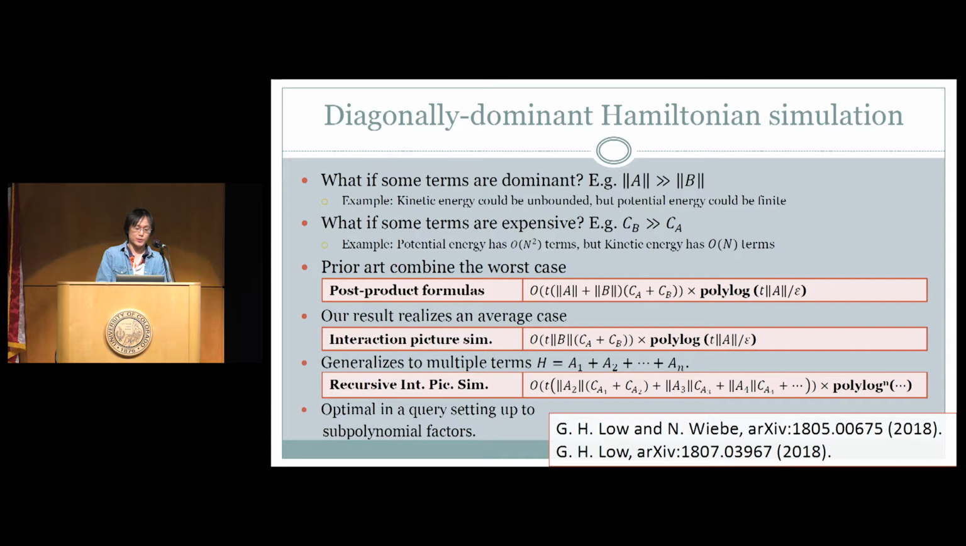And in our interaction picture simulation algorithm, we can move this huge term that's just really expensive to simulate in terms of the norm into the logarithmic factor. How it works, I'll talk about later. What's really nice about this algorithm is that you can recurse it to realize an average case for multiple terms, where instead of looking at the sum of the product of many things, you look at just a pairwise sum of the cost and the products. There's a catch in that the more terms you have, the larger your prefactor is. But this still happens to be optimal in a certain query setting.